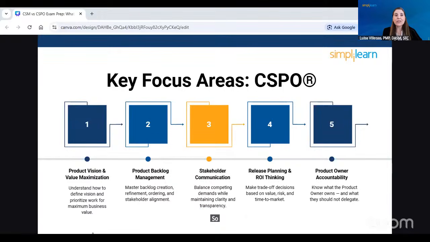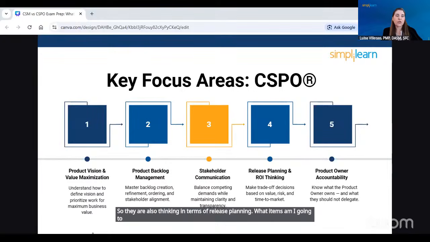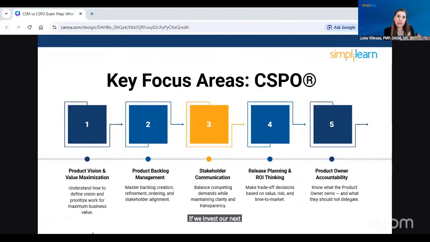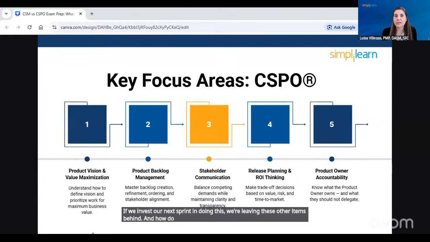So they are also thinking in terms of release planning. What items am I going to release first? What items am I going to leave for maybe another time because they are not as critical at this time? So they are going to make those trade-off decisions. If we invest our next sprint in doing this, we're leaving these other items behind. And how do I justify this decision to my customer? So they have accountability over the product, right? They also understand that some things they're going to delegate and some things they should not delegate.